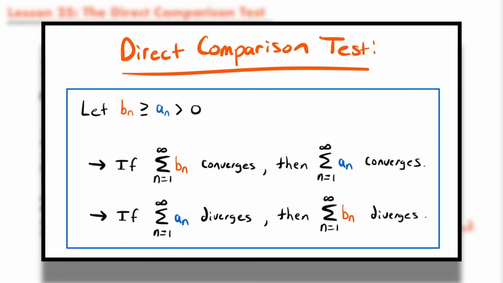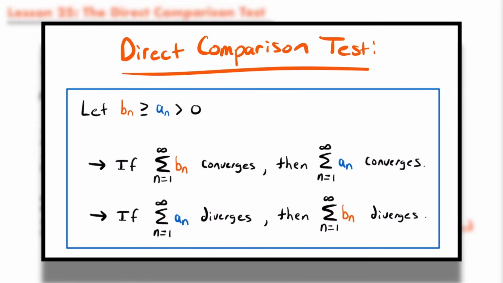All right, so keep that in mind, but then for these two sequences, if the series for b sub n, the larger sequence, converges, then the series for a sub n, the smaller sequence, also converges. If the series for a sub n, the smaller sequence, diverges, then the series for b sub n, the larger sequence, will also diverge. Okay, and so it's important to remember that this only works in one direction.